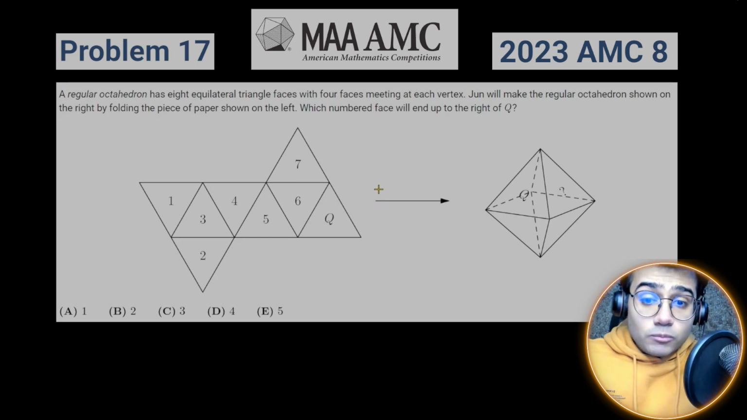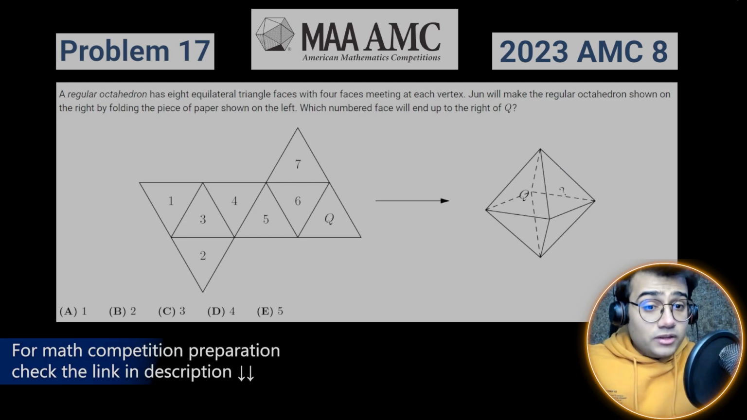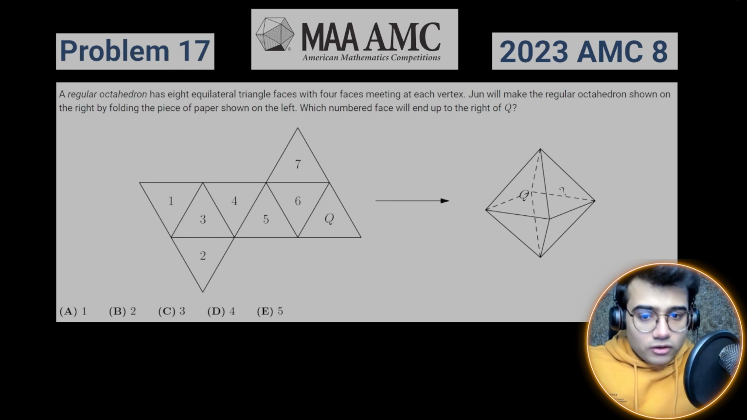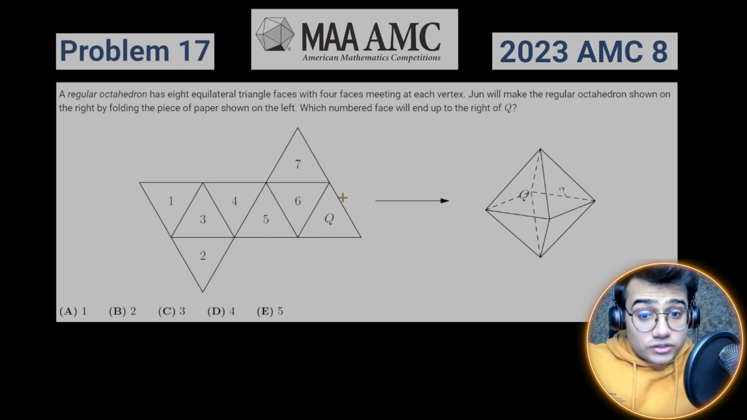Okay, so in this problem, we have this piece of paper that we have to fold to make this octahedron. Now, this may seem like a really intimidating problem, but you don't really need crazy visualization skills to do that. We will just keep track of the edges and some points, and we will be able to do this very easily. Fortunately, they left the label Q, and that will guide us into figuring out what all the numbers are, and eventually what number comes in this place.